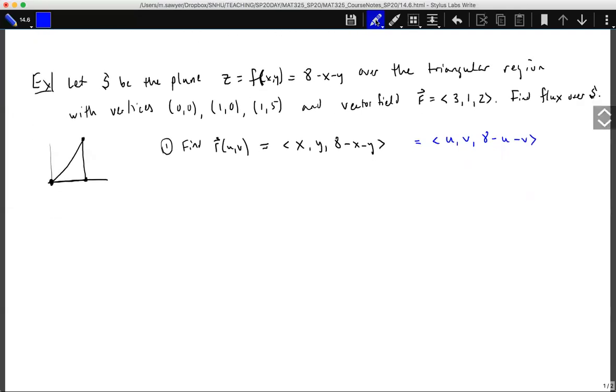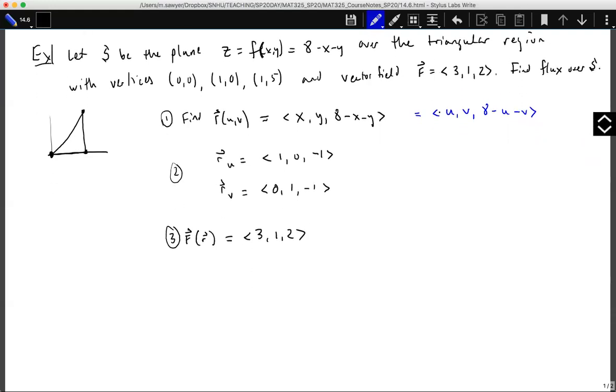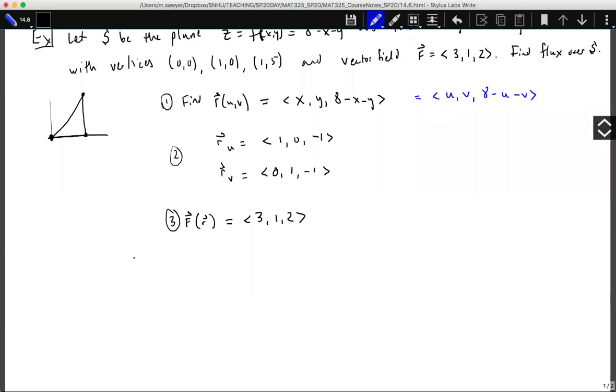The second thing is to take its partial derivatives. So r sub u is (1, 0, negative 1). R sub v is equal to (0, 1, negative 1). And then the third step is F as a function of r. Since F is a constant vector field, we are left with F as itself, but if F had x, y, or z inside of its vector field, we would substitute in the parameterization of r.